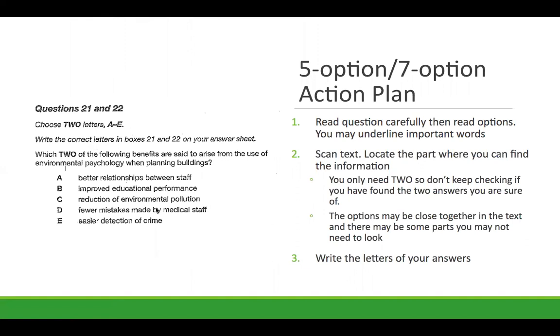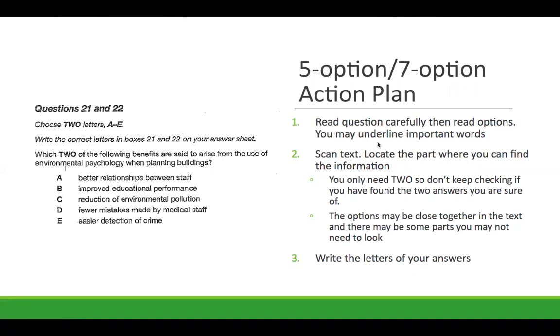Okay, and then we have another one, 5 option or 7 option. So there are several options and you have to choose two of the following benefits. Which two of the following benefits are said to arise from the use of environmental psychology when planning buildings? Then you have to choose what the instruction is telling you, the number of answers that the instruction is telling you about.